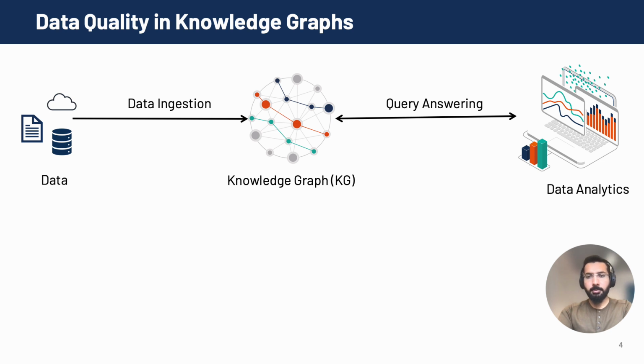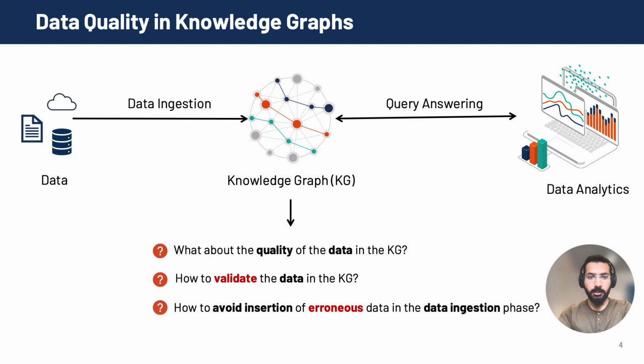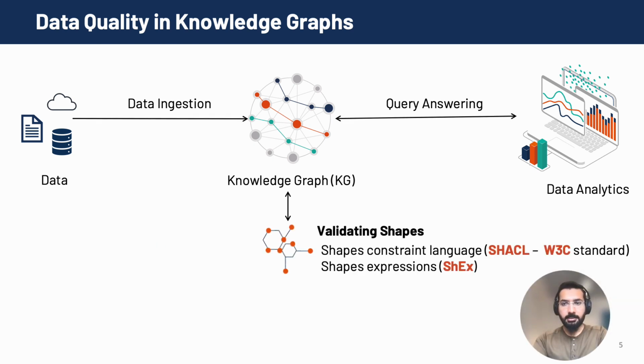Usually, knowledge graphs are created by curating data from various heterogeneous data sources, and then various kinds of analytics are performed over them by executing SPARQL queries. The question is, how can we ensure the quality of the data in the knowledge graph? Specifically, we can ask how to validate the data in the knowledge graph and how to avoid insertion of erroneous data during the data ingestion phase. And the answer is by using validating shapes such as SHACL and ShEx. SHACL became a W3C standard in 2017, and it is a constraint language which helps defining constraints of data for the validation purpose during the data ingestion phase.